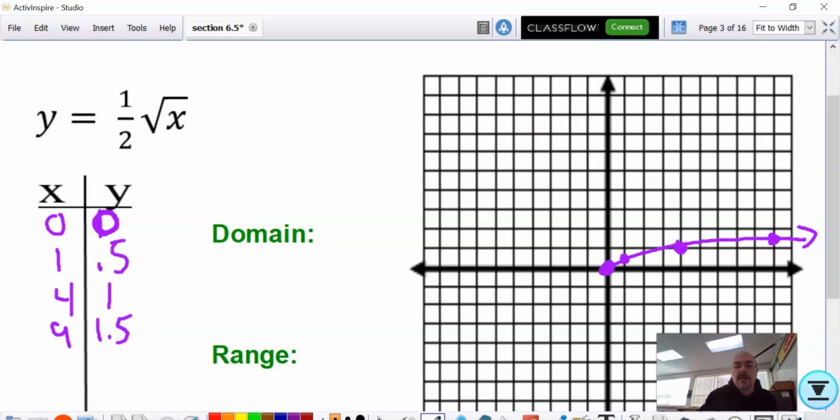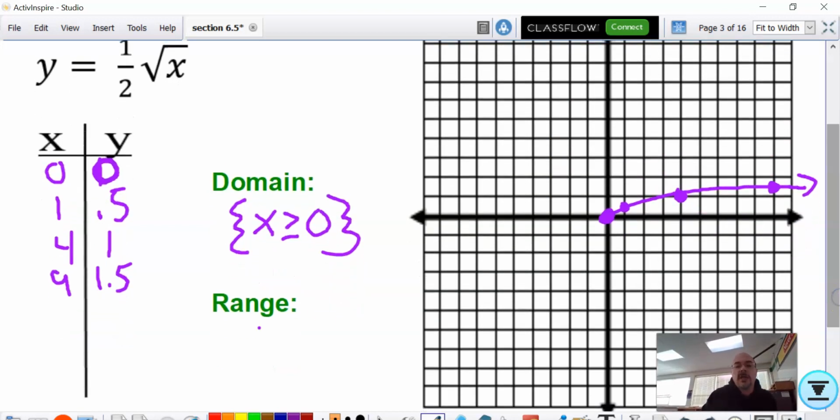Well, the domain has not changed yet, folks. It's still x is greater than or equal to 0 because x is getting larger. And the range has not changed yet. The y values start at 0 and get larger. Okay, that will change eventually here.